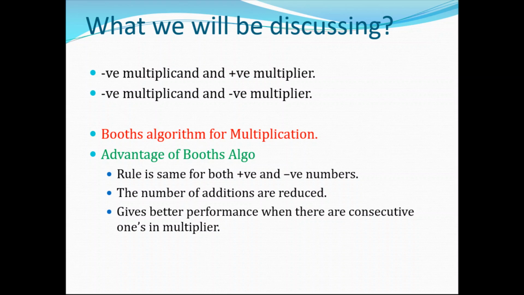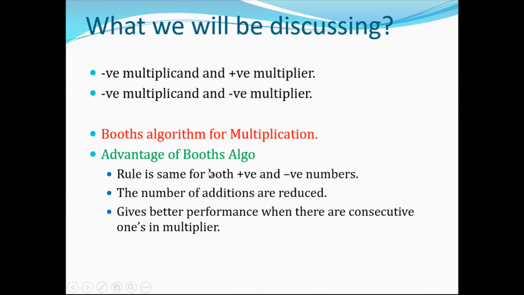First we'll be discussing manually how to multiply when the multiplicand is negative and the multiplier is positive. And then we'll be discussing how to multiply two numbers when the multiplicand is negative and the multiplier is also negative. Then we'll be discussing a special algorithm called Booth's algorithm for multiplication, which follows the same logic to multiply both positive and negative numbers.